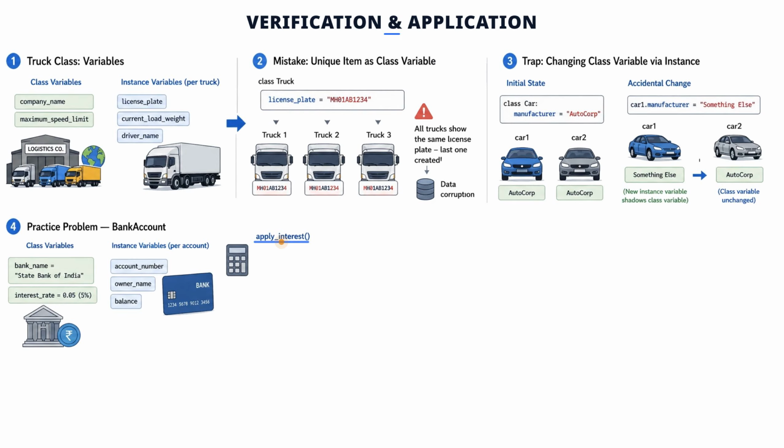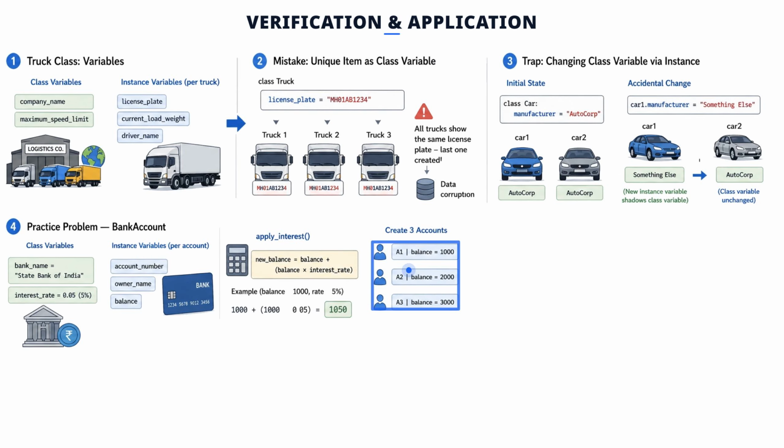Mathematically, this method takes the current balance and increases it by our shared interest rate. For example, if an account's balance is 1000, the calculation is 1000 plus the quantity of 1000 times 0.05, resulting in a new balance of 1050. Let's watch this scale. We create 3 different accounts with varying balances. When we run the apply interest method at the 5% rate, all of their balances successfully update.